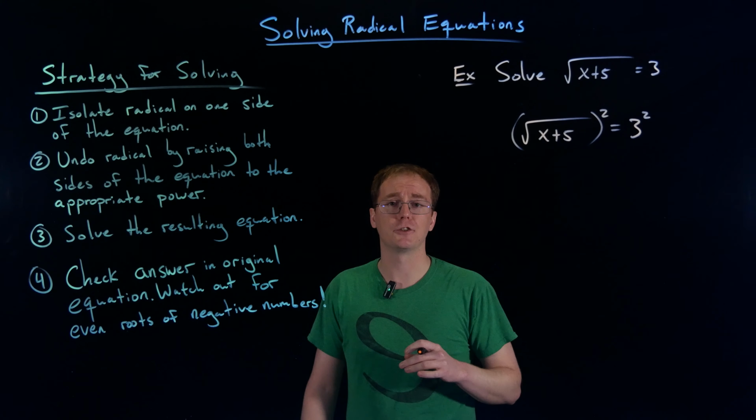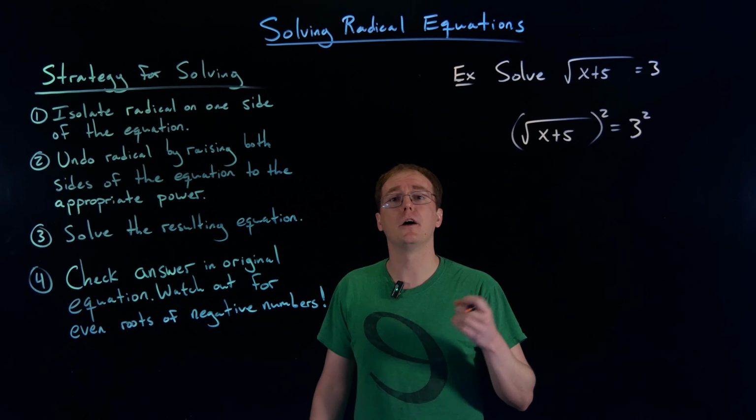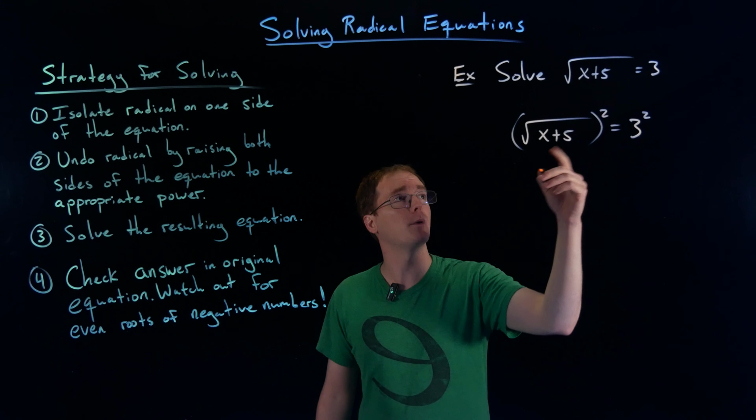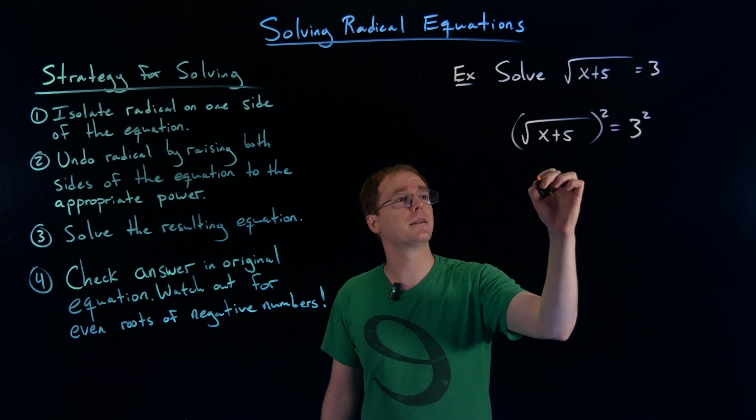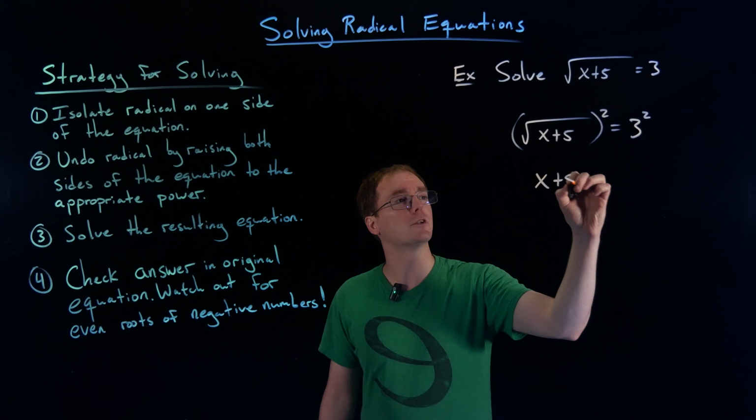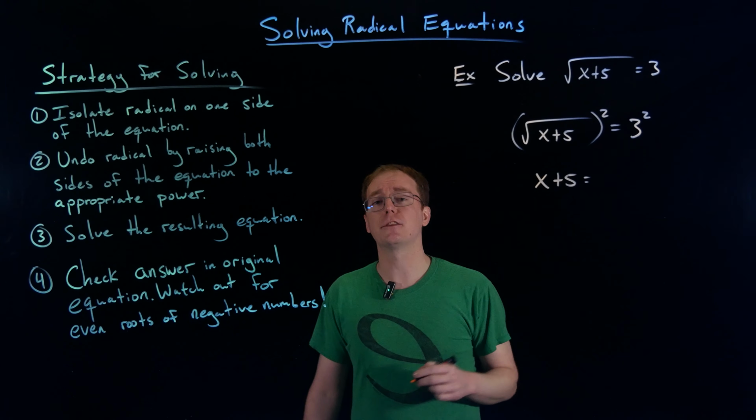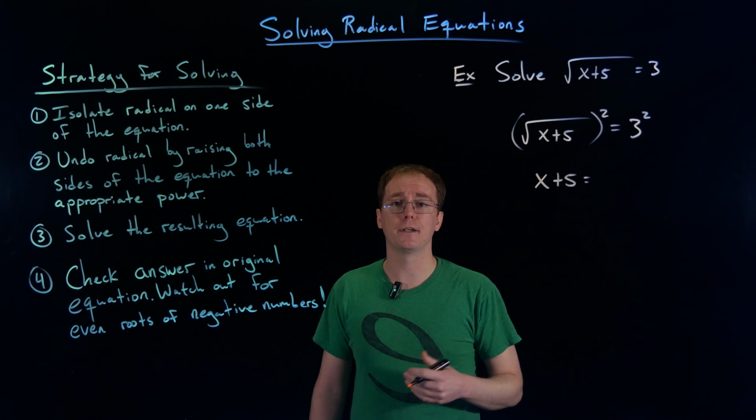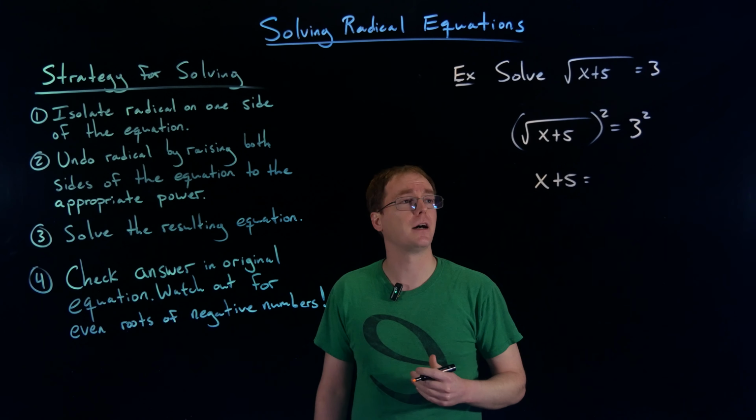When we square a square root, it cancels or undoes the square root. And so when we square the entire square root of x plus 5, the square root and the exponent of 2 cancel each other out, and we're just left with what is underneath the radical, in this case, the quantity x plus 5. So the quantity x plus 5 is going to be equal to the right-hand side squared, which is 3 squared, or 9.